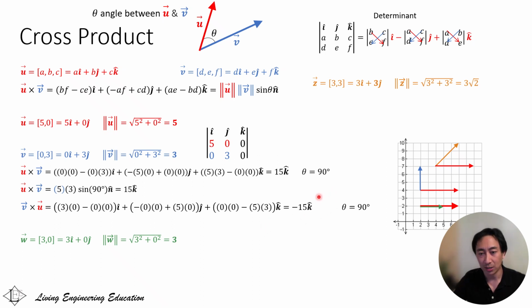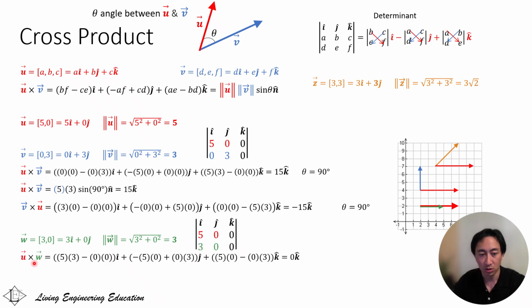Okay, so that's the case when the vectors are normal to each other. What happens if they're parallel or pointing in the same direction? So there's my w vector, and there's my u vector terms, and there's my w vector terms. If I do u cross w, I'll get 0 for the i hat component, 0 for the j hat component, and 0 for the k hat component. And where does that come from? We'll go 5, 0, that's right there, minus 0, 3, right there. So this comes up to 0.